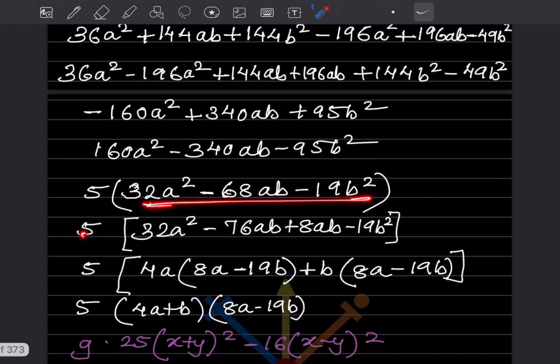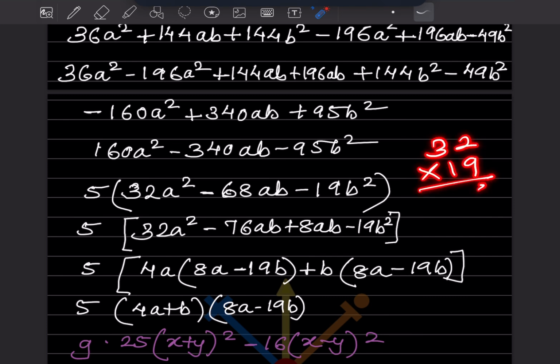Now for this one, what we can do again, this is the quadratic equation here. So you know the first and the last term we are going to multiply, and we are going to factorize it. After factorizing it, 32 into 19, so this is going to be 608. So we'll take the factors of 608.